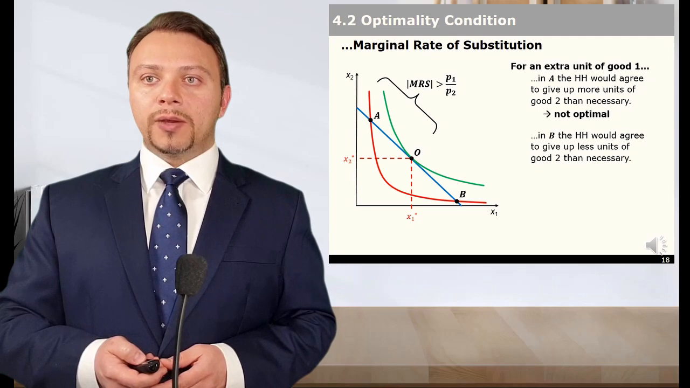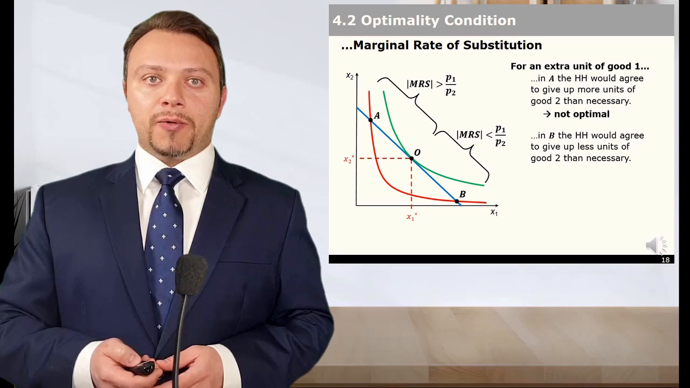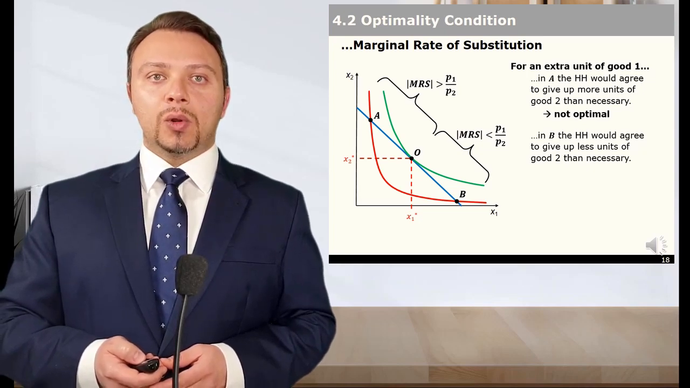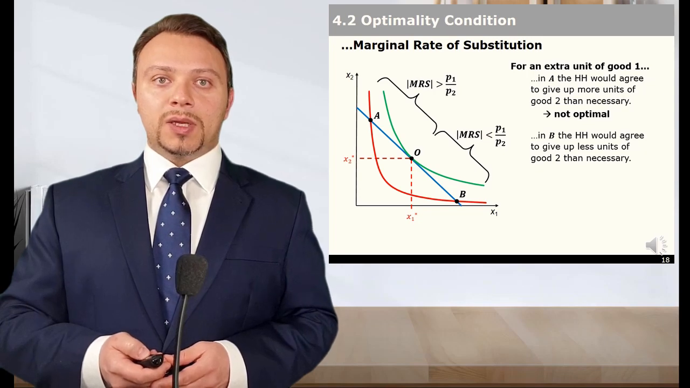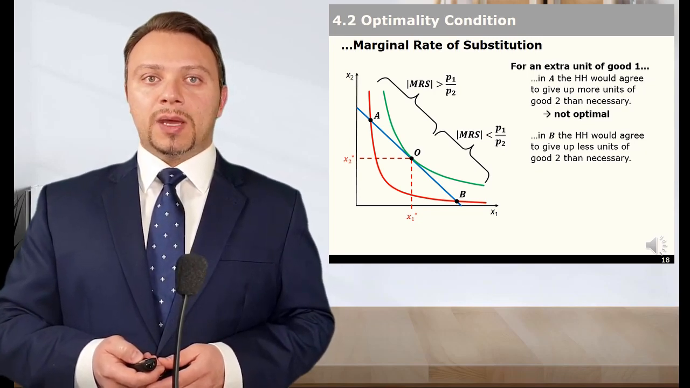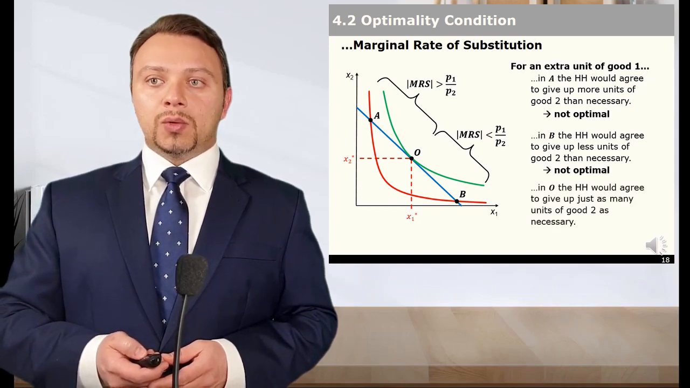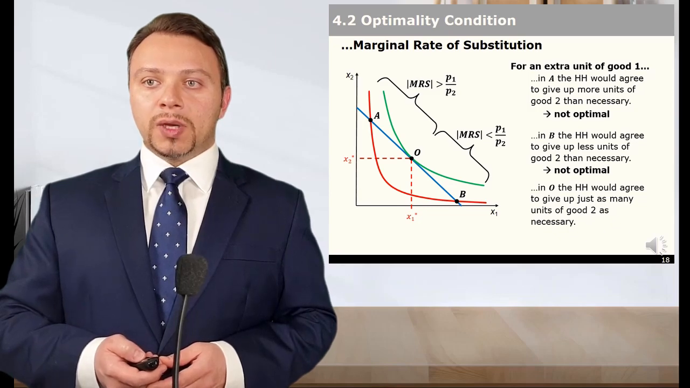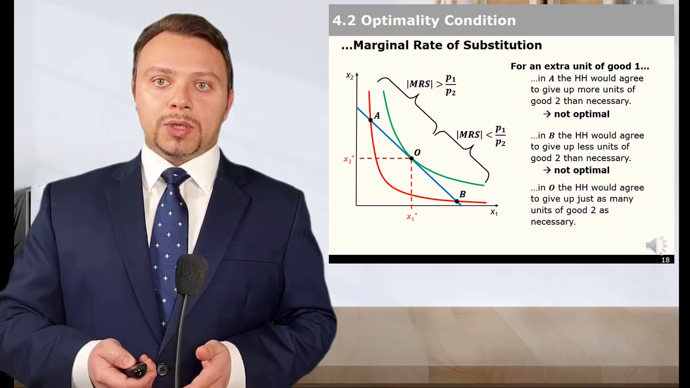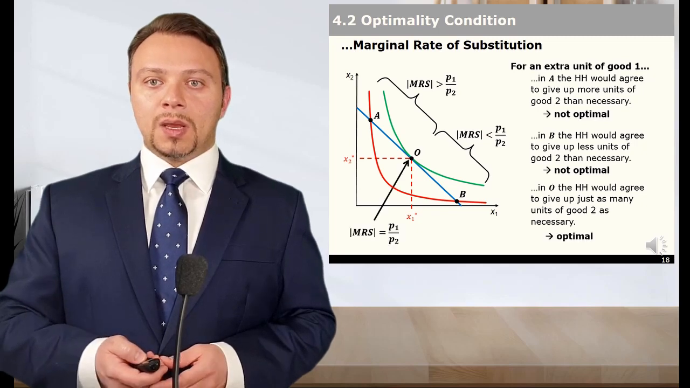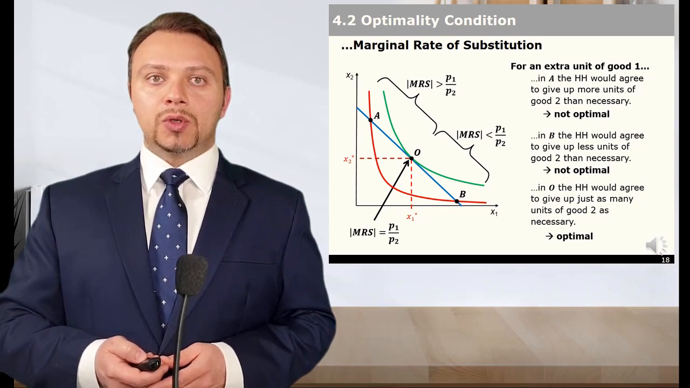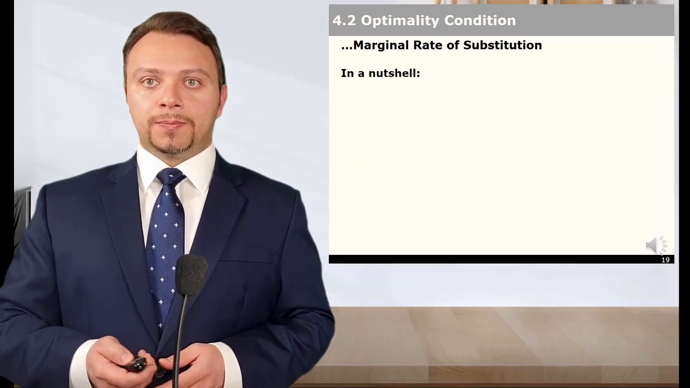In B, the household will agree to give up less units of good 2 than necessary. So here, the absolute value of MRS is smaller than P1 over P2. The indifference curve in point B is flatter than the budget line. This is also not optimal. In O, the household would agree to give up as many units of good 2 as necessary. So this is then our optimal consumption point. And at this point holds the absolute value of the marginal rate of substitution is exactly equal to the price ratio P1 over P2. Let's summarize this in a nutshell.